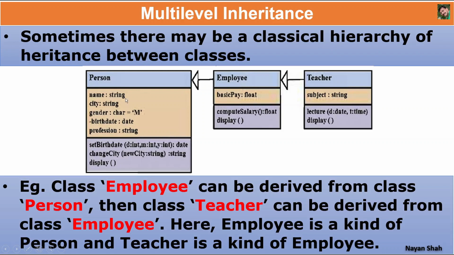As you can see here, employee is a kind of person and teacher is a kind of employee. So this is the classical hierarchy. Teacher is inherited from employee and employee class is inherited from person class. For example, class employee can be derived from class person, and then class teacher can be derived from class employee. So here employee is a kind of person and teacher is a kind of employee. This is called multi-level inheritance.